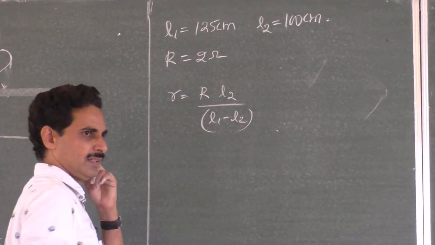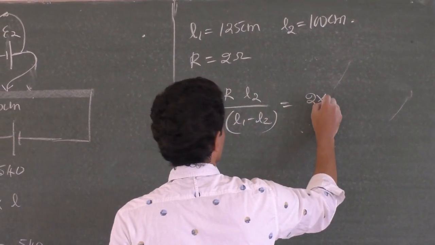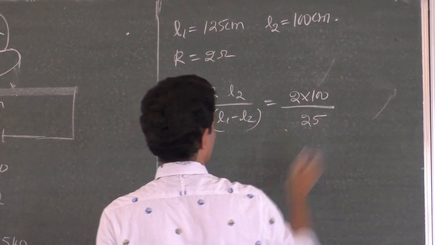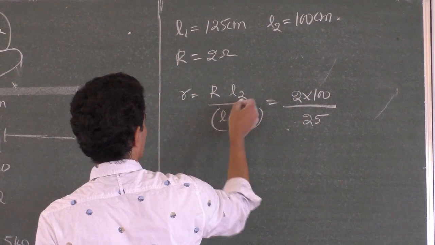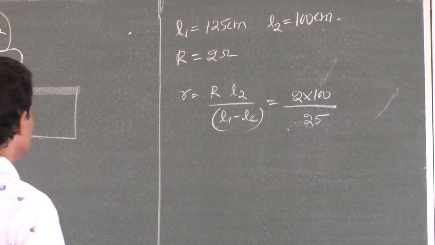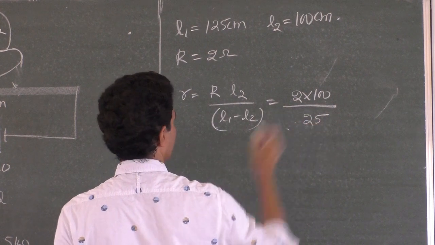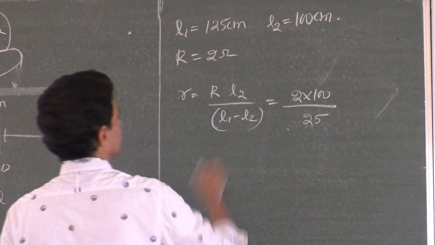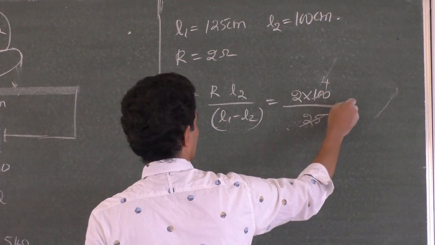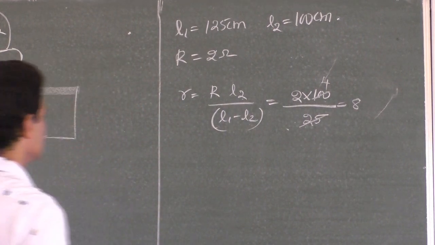This is what we have arrived at in the previous discussion. So what is this? Capital R into 100 divided by 25, right? Capital R, L2 by L1 minus L2, and yes, 2 into 100 divided by 25. I think I am not wrong, 100 by 25, so this is 4 times, and the answer is 8 ohm. Somewhere we have, no, the formula goes like this.